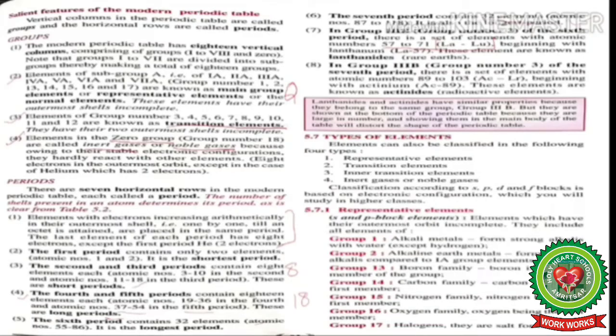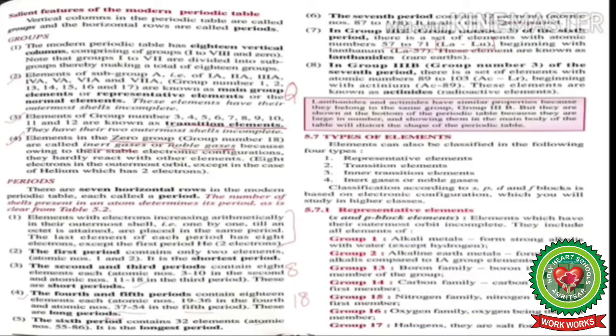Representative elements, S and P block elements, are elements which have their outermost orbit incomplete. They include all elements of group 1, that is alkali metals, which form strong alkalis with water, except hydrogen. Group 2, that is alkaline earth metals, which form weaker alkalis compared to 1A group elements. Group 13, that is boron family. Boron is the first member of the group.